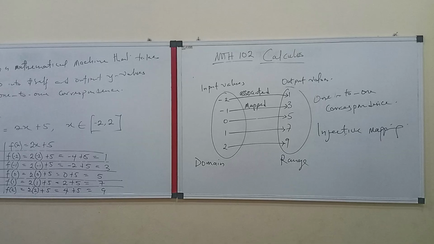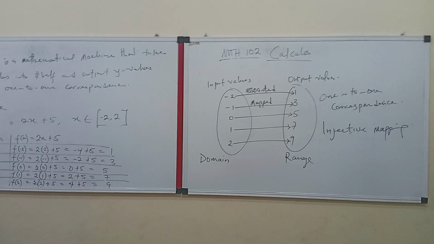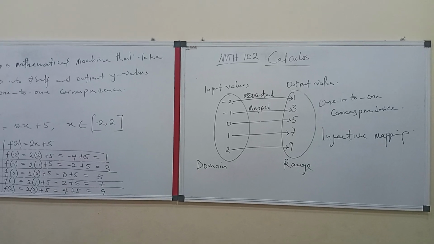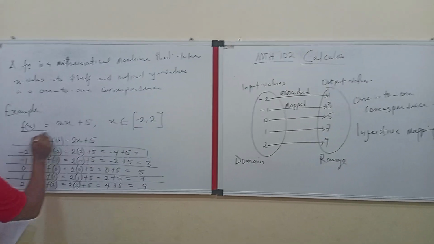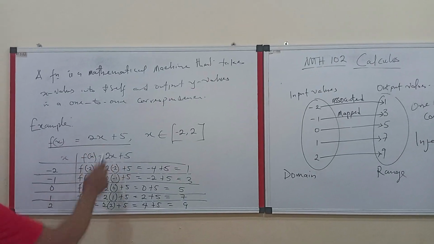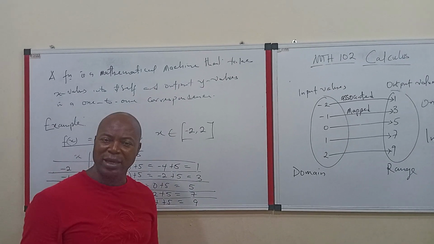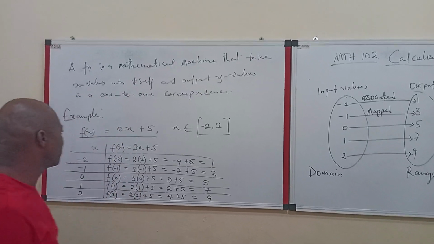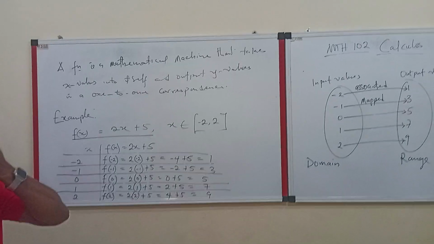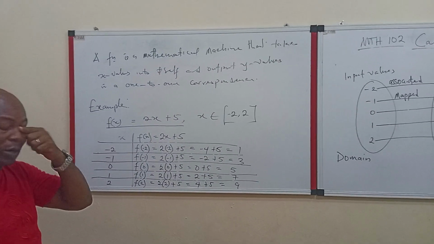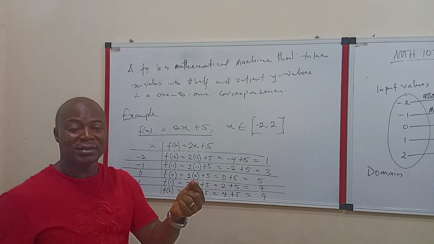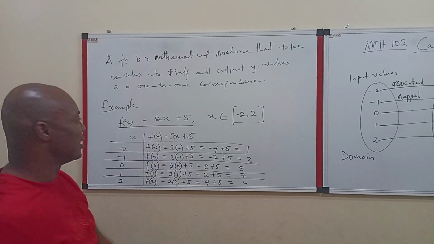Now, let's look at this expression that we have, that we call the relation. This relation, as we all know, is a linear function. It's a linear one because the degree of the polynomial here is 1.